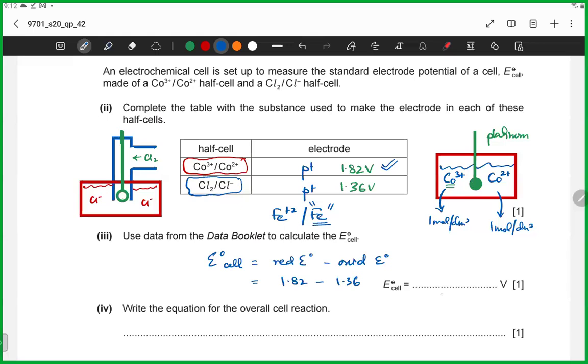Yeah, what do we get? That's 0.46? What's 1.82 divided by 1.36?